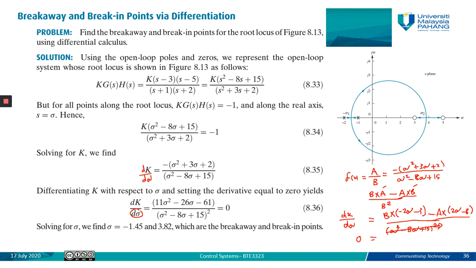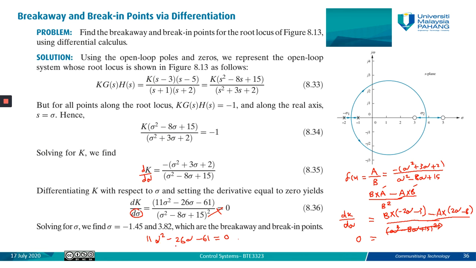If this one is 0, just simplify this part. After you substitute for a and b prime, you find 11 sigma square minus 26 sigma minus 61 equal to 0. Why equal to 0? Because this is already 0, so with cross multiplication this will equal 0. Now you solve this equation. It is a second degree equation with one variable, which is sigma. You just solve for sigma.